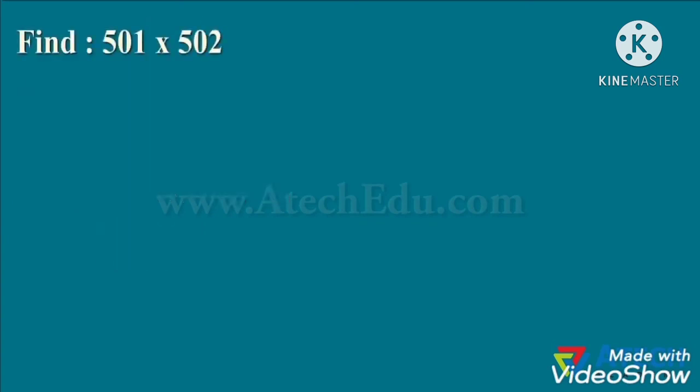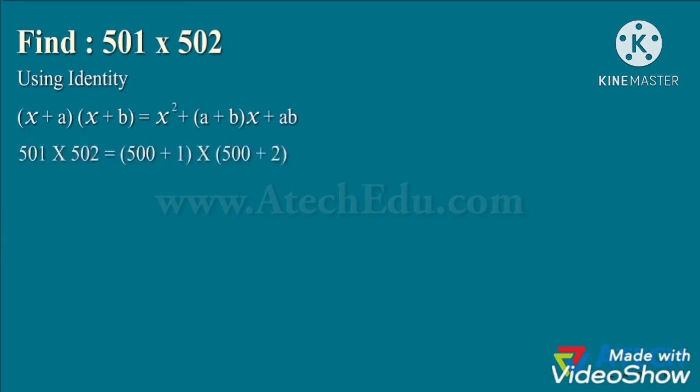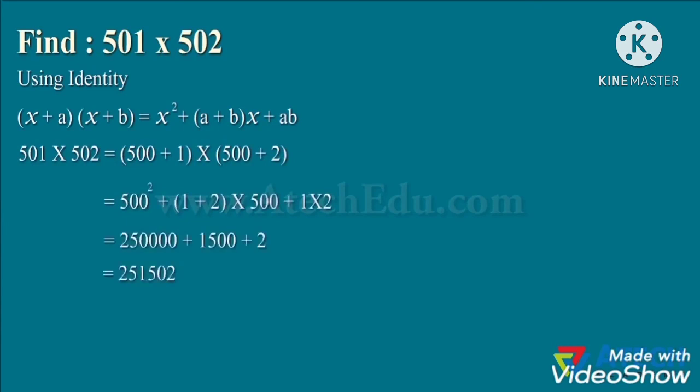Find 501 multiplied by 502. We will use the standard identity (x plus a) multiplied by (x plus b) equals x square plus x times (a plus b) plus ab. Here, x equals 500, a equals 1 and b equals 2. Upon applying these values and solving, we get the result as shown.